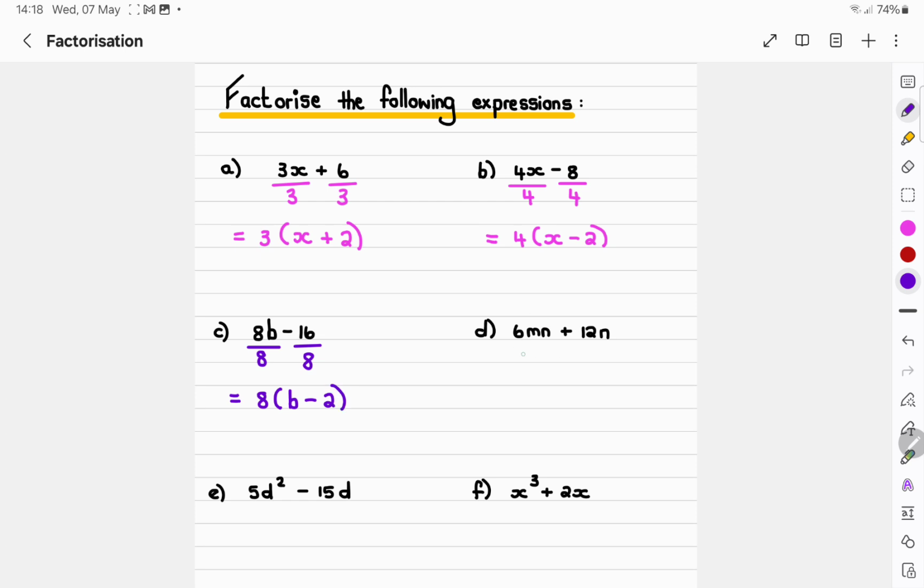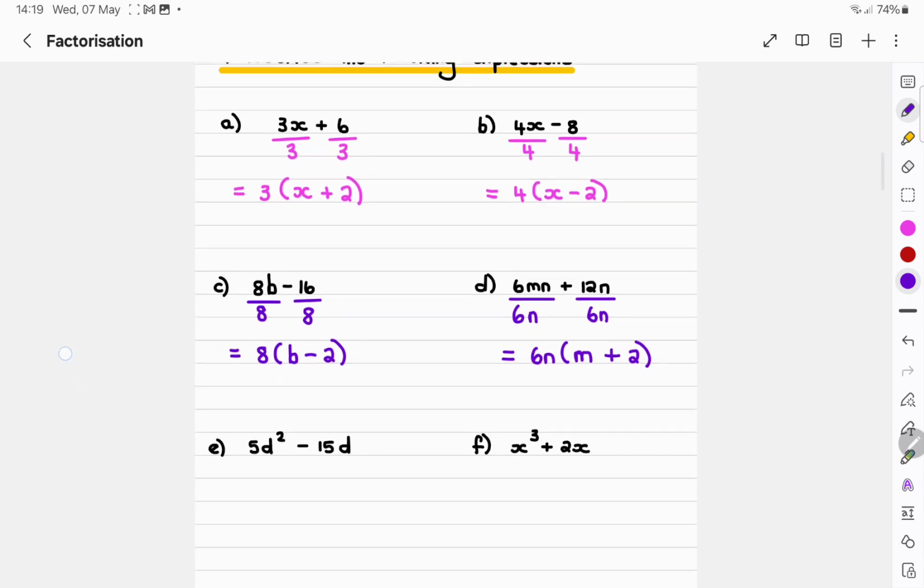All right, so now here we start adding variables that are also common in both terms. So I can squeeze out not just a 6, but they both have an n as well. So I'm going to squeeze out 6n. So I'm going to take that out, and then I'm going to apply the division. 6mn divided by 6n is just an m, sorry, doubted myself there, plus 12n divided by 6n is 2. And that is your answer.